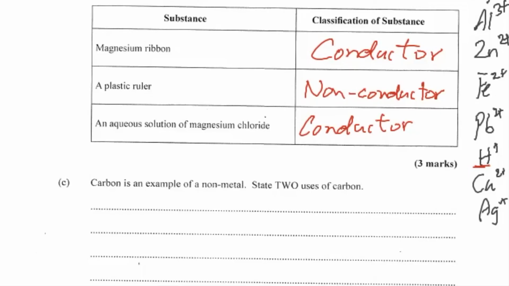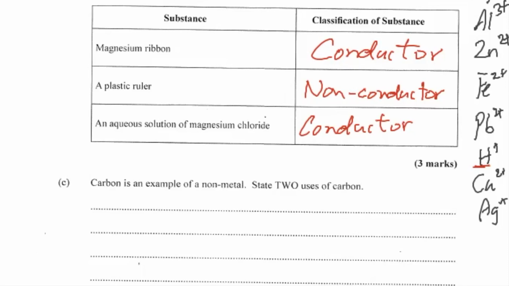Part C, carbon is an example of a non-metal. State 2 uses of carbon. Now, the uses here are many. We're going to look at the direct uses of carbon. Carbon can exist in 2 forms. We call those allotropes. We can have carbon in the form of diamond. We can have carbon in the form of graphite.